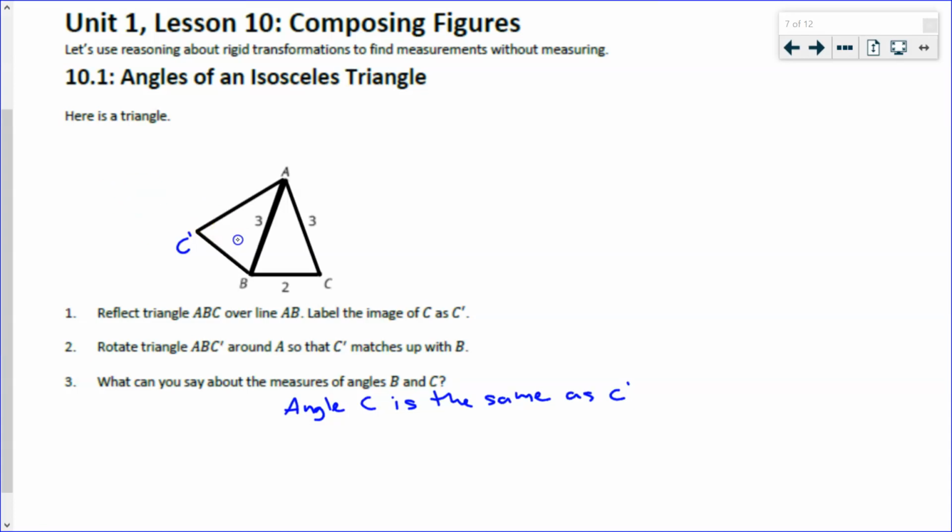And when I did that rotation and got that C prime back into position here, I hope that that also shows the angle C prime. Remember, C prime is the same as C. That's what we just wrote down, angle C, which is the same as C prime, is also the same as B.